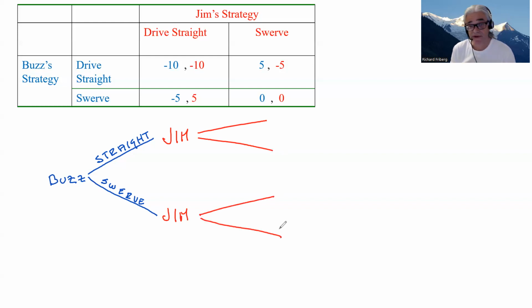So these could in principle be different depending on where we are in the game. So the set of strategies that are available to Jim after Buzz has driven straight might be different from the set of strategies that are available to Jim after Buzz has swerved. But in this case, they are not. Okay. So we look at the payoffs.